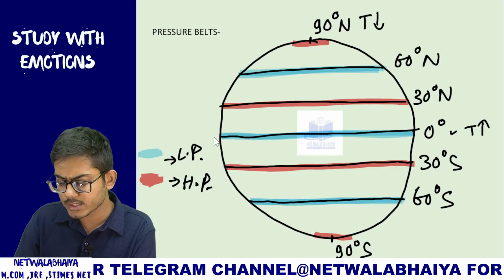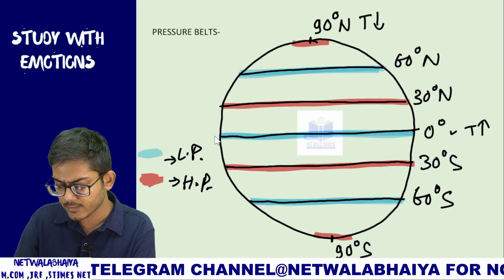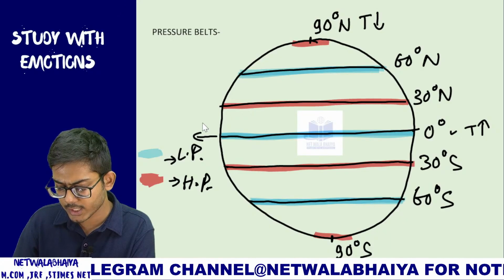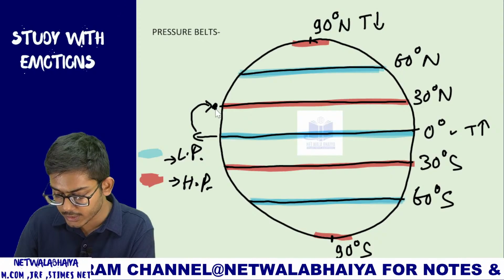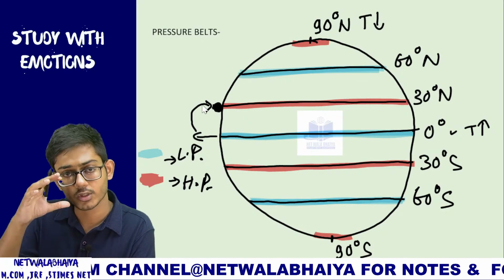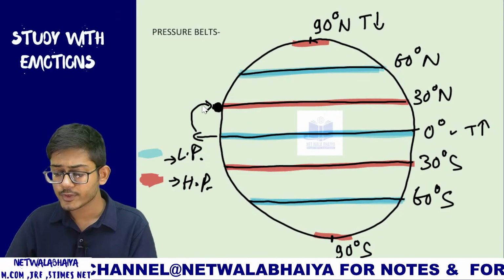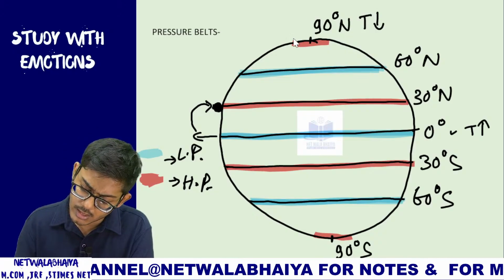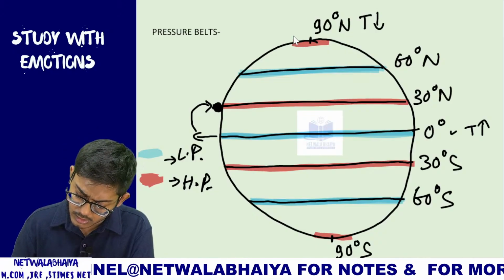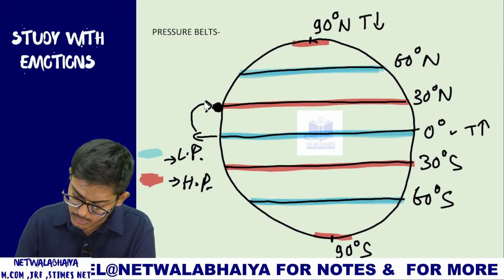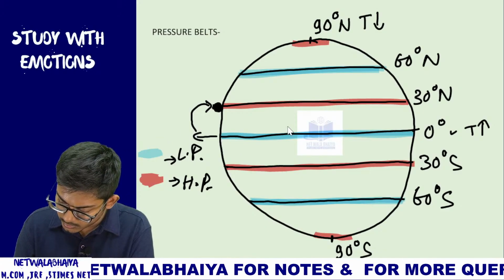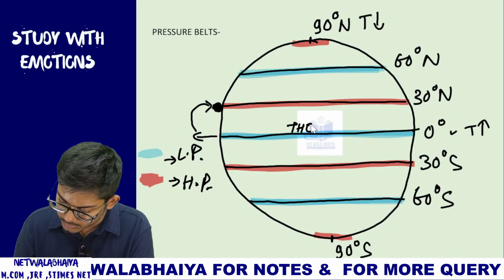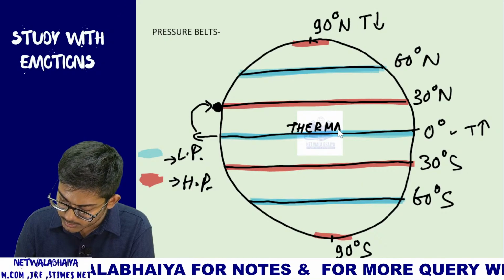so the air from here will uplift, this air will go up and settle here. Now because this air is settling here, there is high pressure, because the amount of air there is more, isn't it? Then similarly, what happens is this equatorial low is because of a thermal reason, because it formed due to temperature.